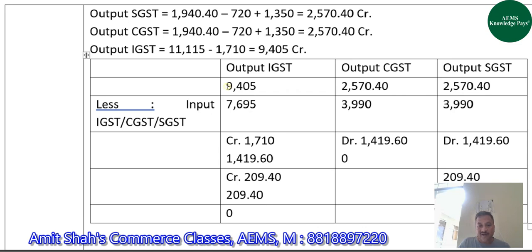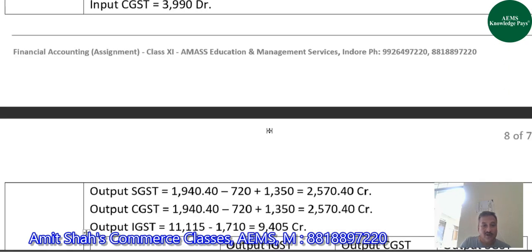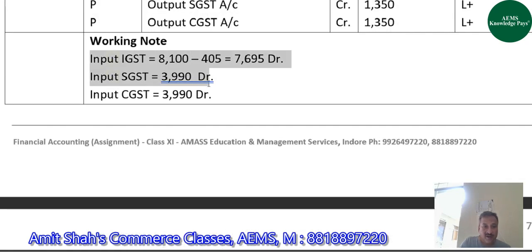Okay, guys, see what I did is that first, let me explain this fast. We first wrote here the credit balance of output CGST, output IGST, and output SGST. How did I get the balances? I took the figures from the journal entries.